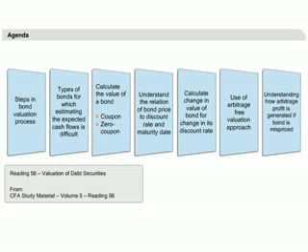Calculate the change in value of a bond given a change in its discount rate. Explain and demonstrate the use of the arbitrage-free valuation approach, and describe how a dealer can generate an arbitrage profit if a bond is mispriced.